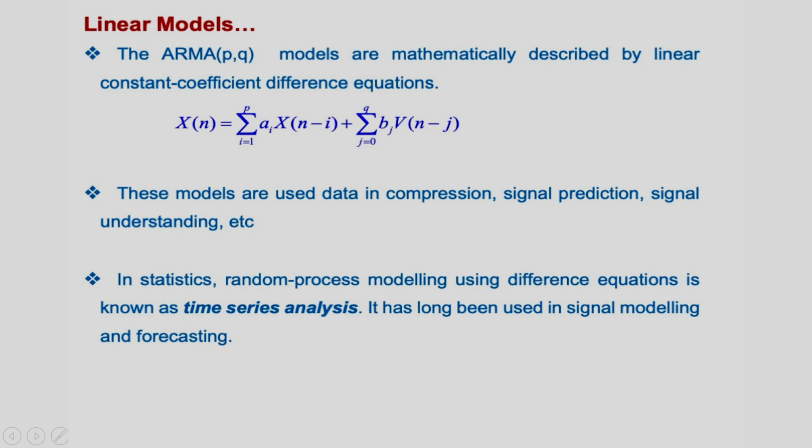In statistics, random process modeling using difference equations is known as time series analysis. For example, in any stochastic process, such as stochastic finance, we have time series analysis. Time series analysis means we analyze the models given by this type of difference equations. Such models have long been used in signal modeling and forecasting. Earlier, their main purpose was signal modeling and forecasting, but nowadays these models are used in many signal processing applications like speech recognition, etc.